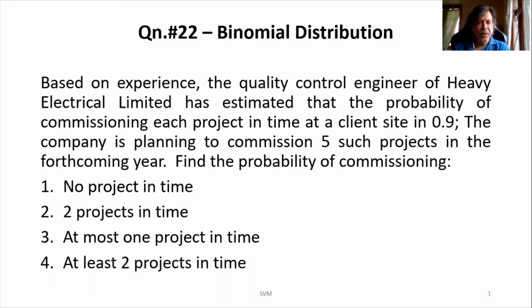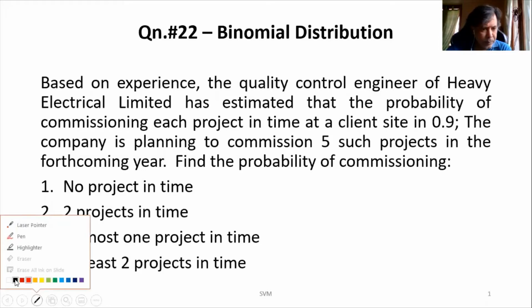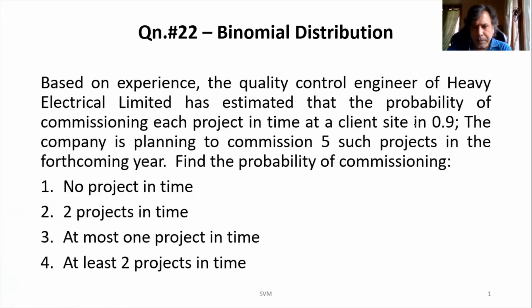The first one is question number 22, which reads as: based on experience, the quality control engineer of Heavy Electrical Limited has estimated that the probability of commissioning each project in time at a client site is 0.9. The company is planning to commission 5 such projects in the forthcoming year. Find the probability of commissioning no project in time, 2 projects in time, at most 1 project in time, at least 2 projects in time.